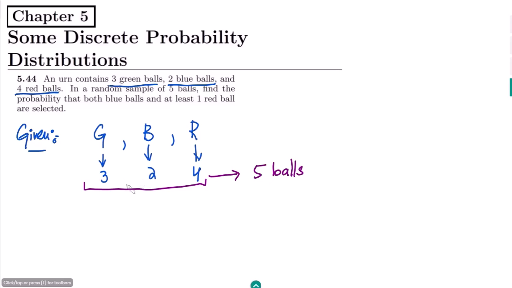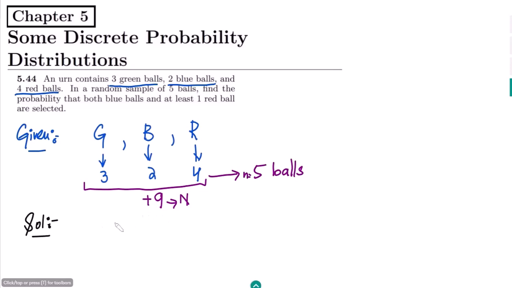and the total number of balls here is 3 plus 2 plus 4, which is 9. Adding them, we get 9, and from it we have chosen 5 balls. Find the probability that both blue balls and at least 1 red ball are selected. Okay, so now solving it, this is the solution.